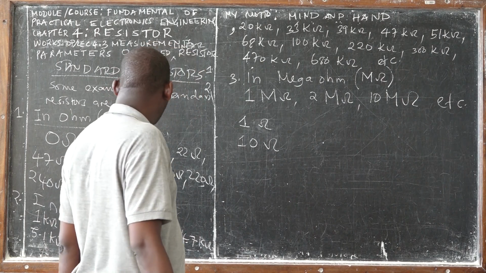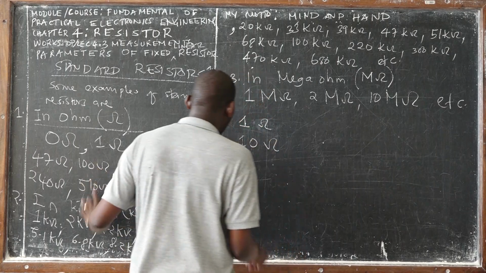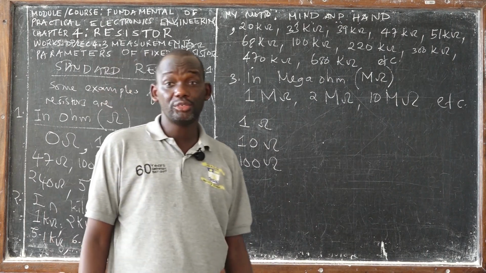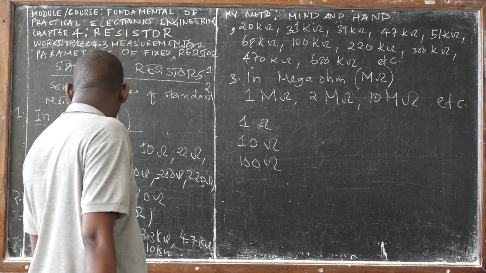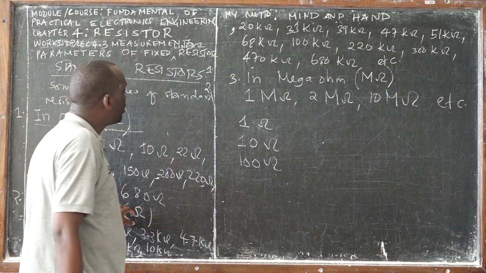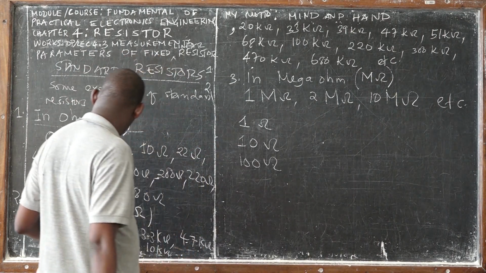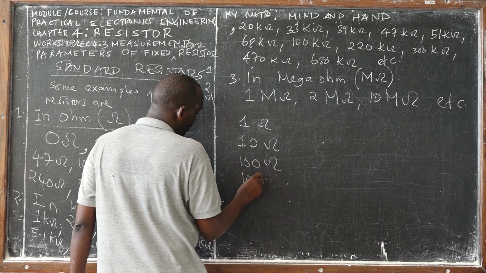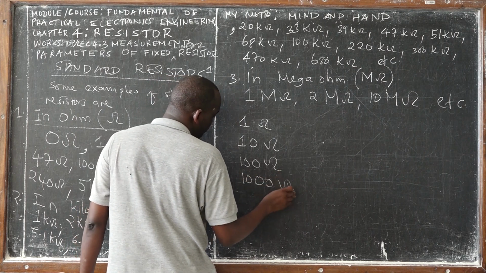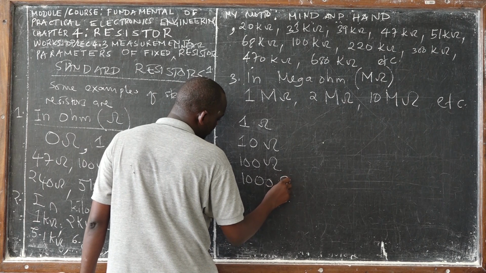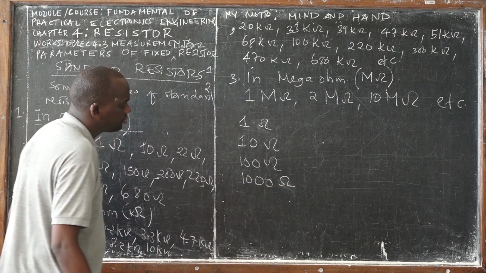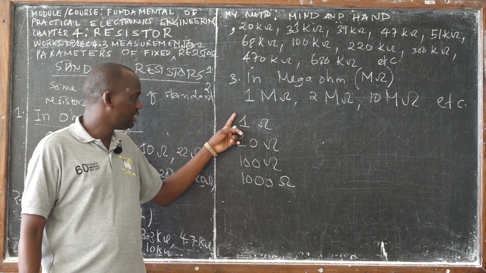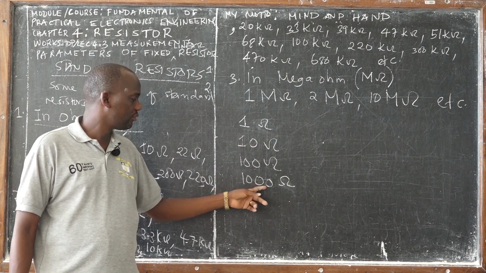Then afterwards we have what? After 10 ohm, we have 100 ohm. Are we together? Yes. Then we have what again? After 100 ohms, here we have 1 kilo ohm. 1 kilo ohm is equal to how many ohms? 1000 ohms. So you see that the 0 is incrementing. First digit, 2 digits, 3 digits, 4 digits.